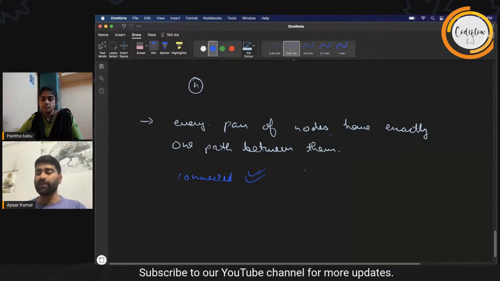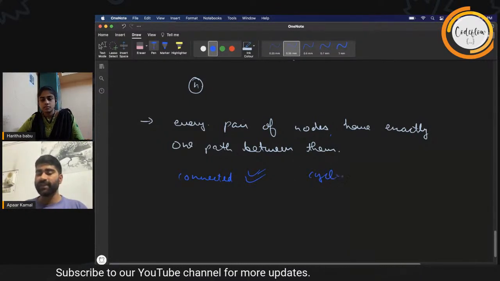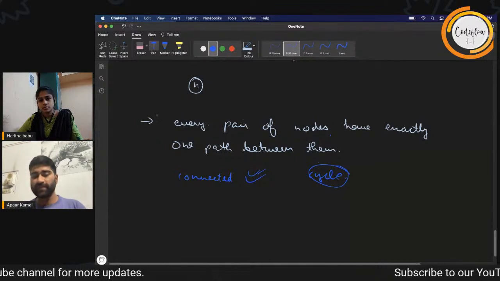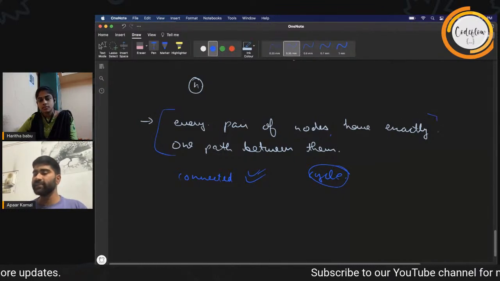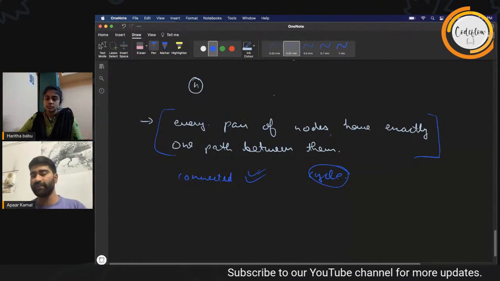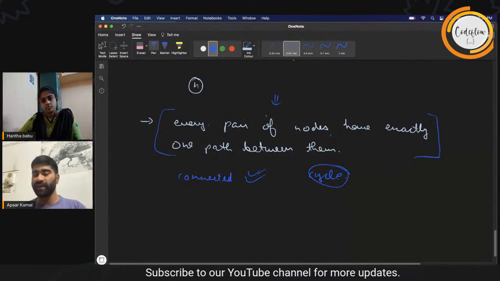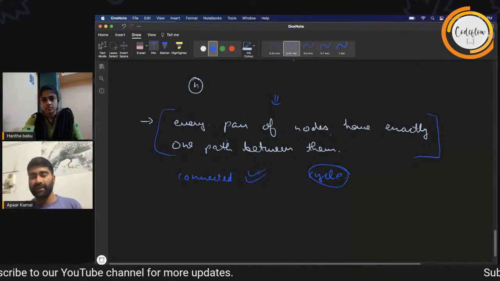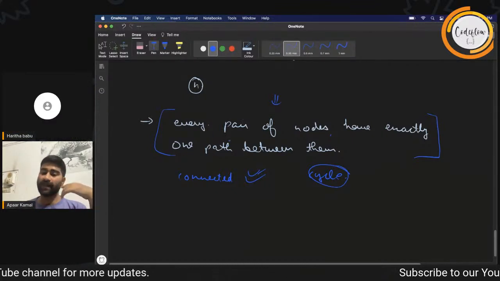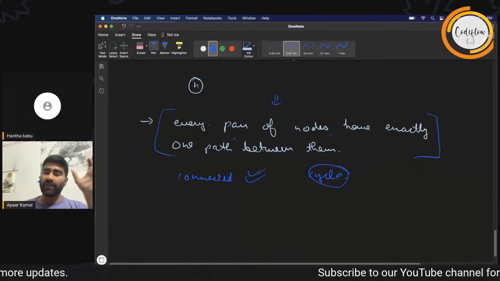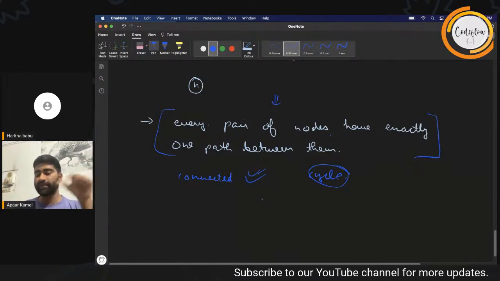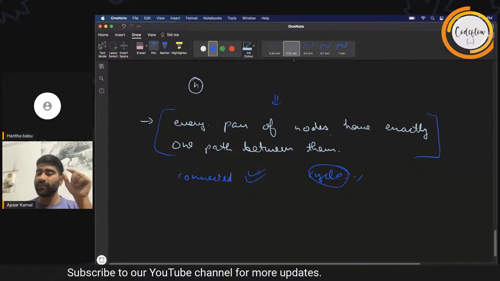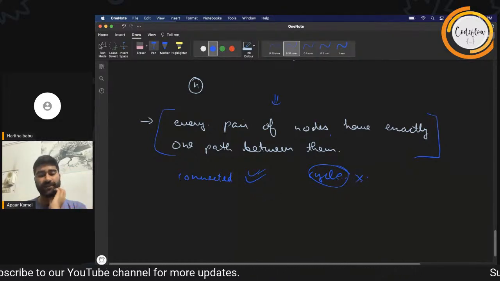Cool. And the next property is the cycle one, that it should not have a cycle. Then only it will be a tree. From this definition, we can easily see that there is no cycle in my graph. Why? Because every pair of nodes has exactly one path. It is not at least one path, it is exactly one path. So if every pair of nodes has exactly one path between them, then it will be a tree, because there are no cycles in that tree.